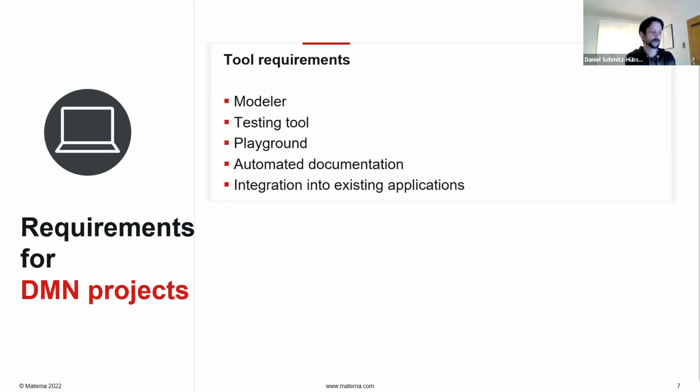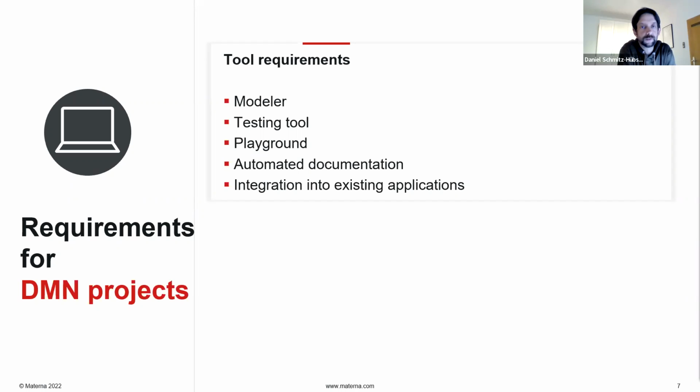Then a really important part are the tools that are required to do so. First of all, today this might sound a pity, but you have to have a good modeler, which in our opinion has to support the whole DMN standard. So it's not that useful if you have modelers that have only a subset, for example, just decision tables or even a subset of FEEL. You have to use a modeler that has the whole spectrum.